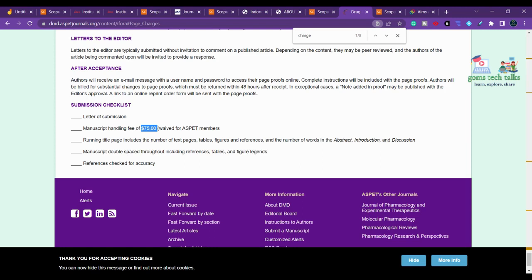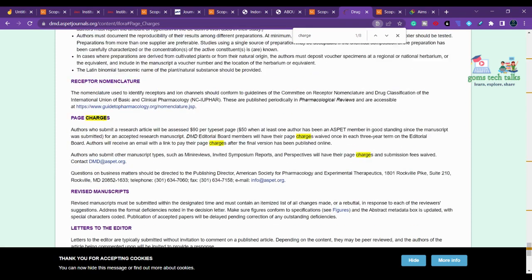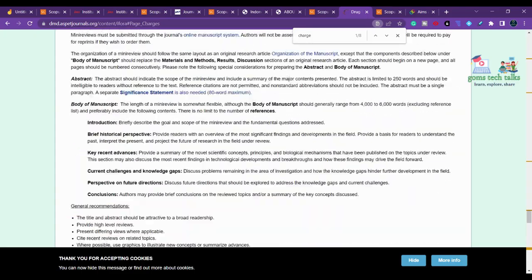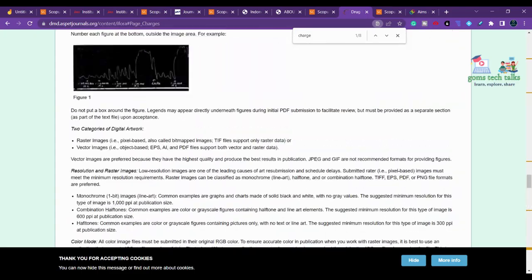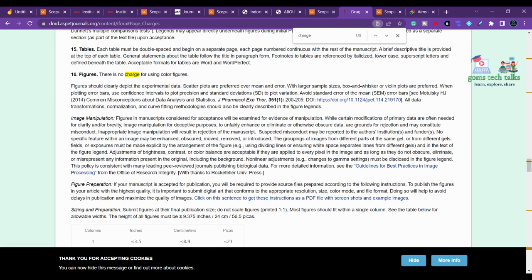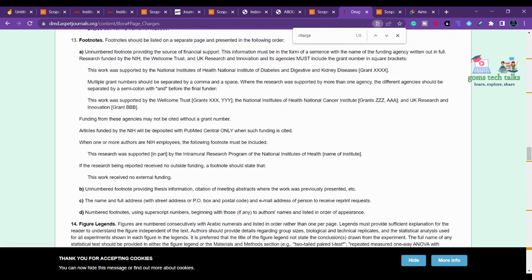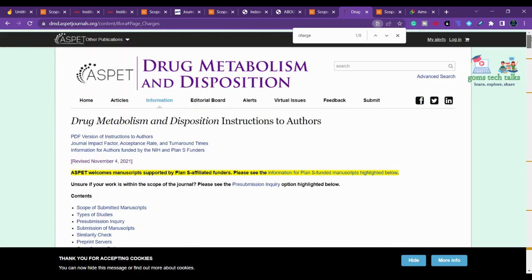Okay, other than that, they have a manuscript handling fee. I think they are talking about the article processing charges because they have to process it. So for that, they are asking for $75. Okay, so other than this, if you want to know more, like how many issues per year they are publishing and everything, then you can definitely go to the archives and see.